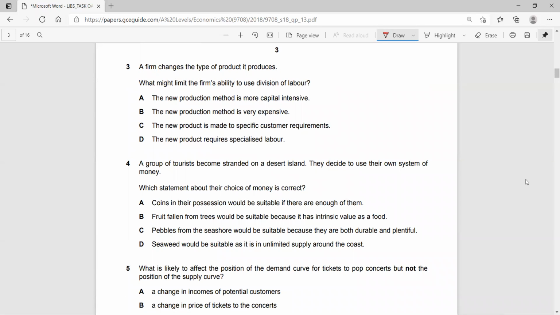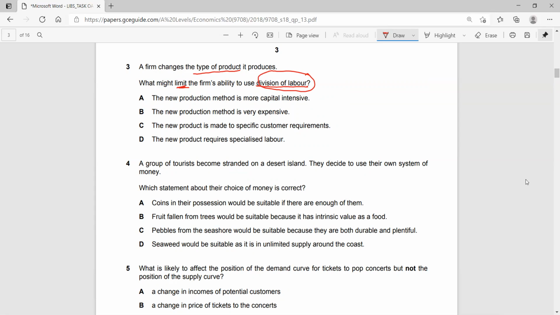A firm changes the type of product it produces. What might limit the firm's ability to use division of labor? And as you all should know, division of labor is where the production process is split into and divided between your laborers, and they're all working on specific parts of the production process. So a laborer or a team of laborers are just focusing on one aspect of the product, as opposed to a team of laborers making the entire product from start to finish.